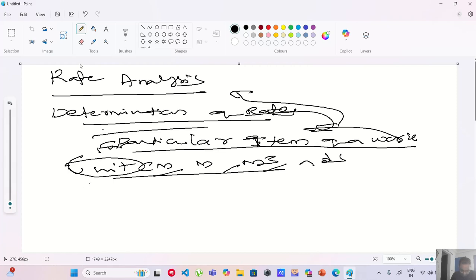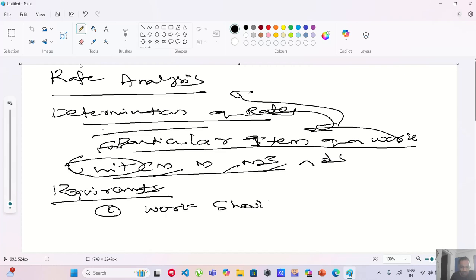And then what are the requirements for the analysis of rates? For example, if I need to go for a rate analysis, what are the major important requirements, and what is the main need for doing a rate analysis? One very important one is work. Work should be available. This is the first major important one.